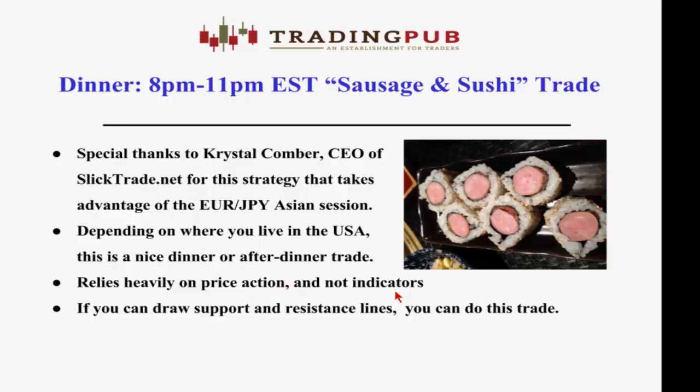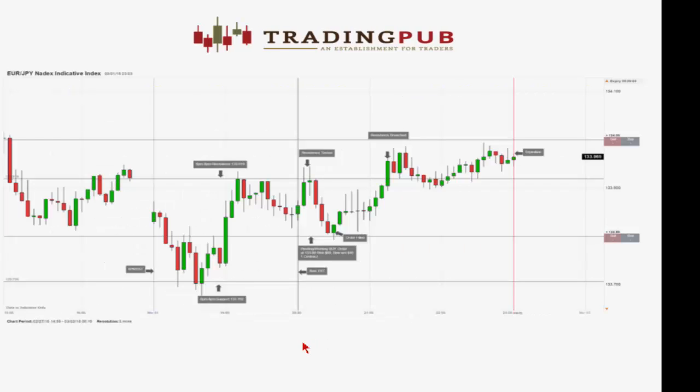It relies heavily on price action, and you really don't need indicators for this trade. If you know how to draw support and resistance lines, that's all you need to know for placing this trade. It's a breakout trade. So in this particular example, I've got a vertical line at the 6 p.m. Eastern time hour, and I've got a vertical line at 8 o'clock.